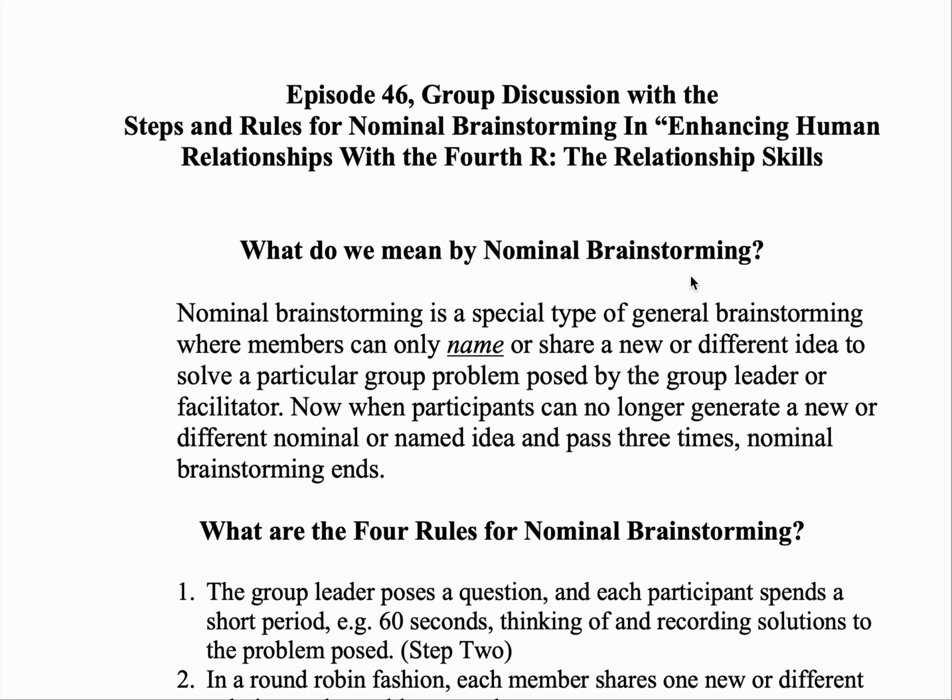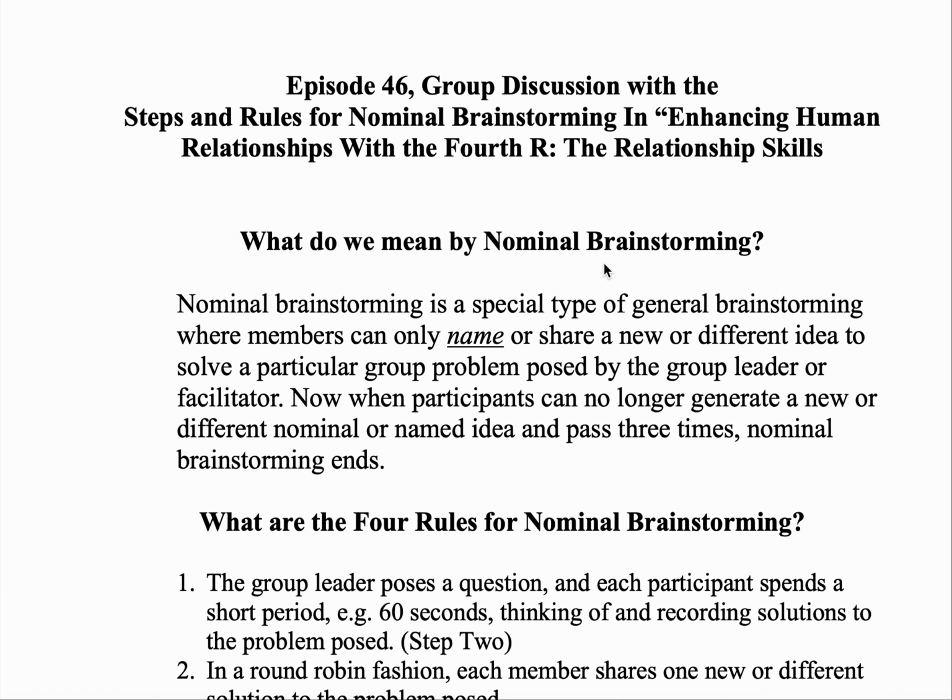And this will be a group relationship activity that is designed to enable participants to easily and enjoyably work, discuss, and listen to the thoughts and feelings of group members whom they may not know very well. Now, in our previous episode, I described a Fourth R group relationship activity called the 6 Steps and 5 Rules for Brainstorming. But in today's episode, we'll describe the steps and the rules for nominal brainstorming.